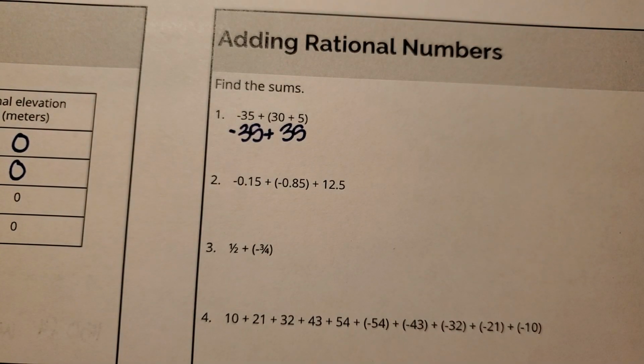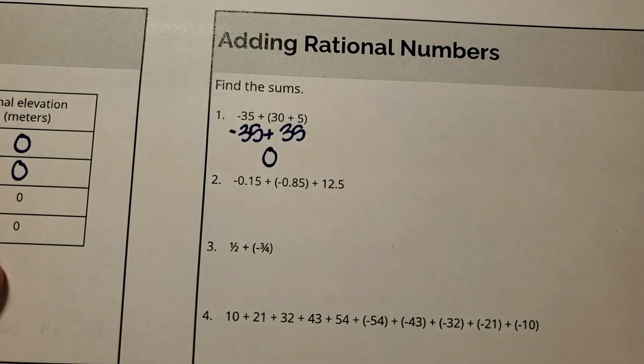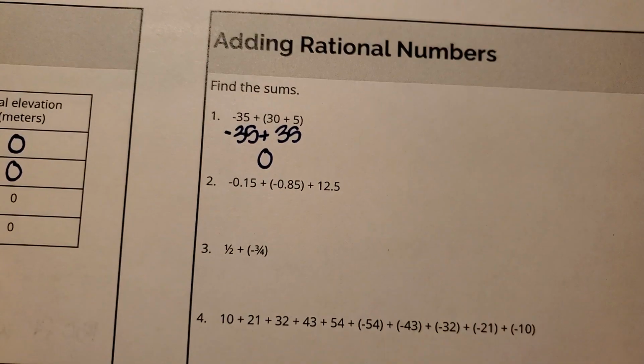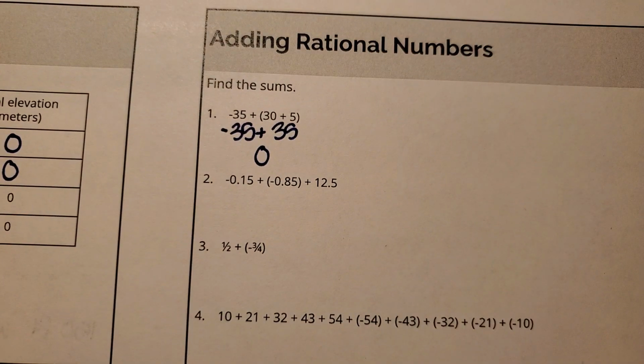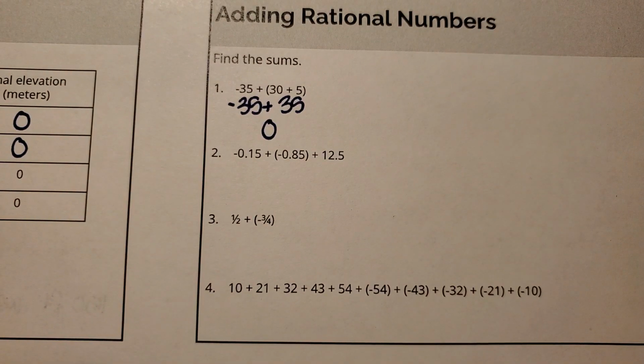Okay, so this is going to be negative 35 plus a positive 35. Oh my goodness. These are opposites. And what did we just talk about? When we add opposites, our answer will always be 0. Awesome sauce.